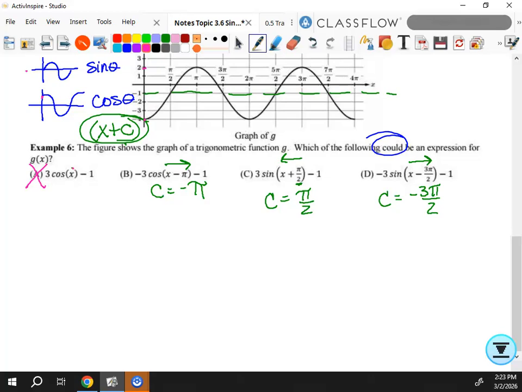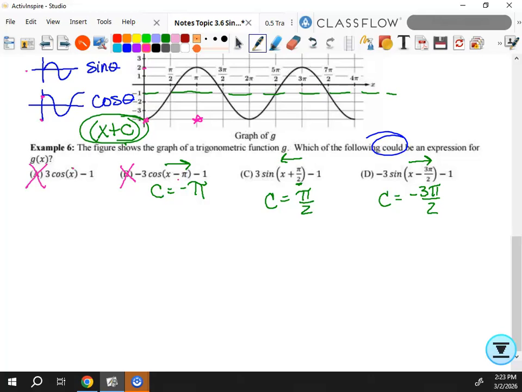This one, cosine I know normally starts up here, but you see that negative? That means it's actually going to start below the midline, like this one does. That's okay so far, but I'm supposed to translate to the right pi. So if I start here and go to the right pi, I'm not on my graph. So it can't be B. Everybody with me on what I'm doing so far?